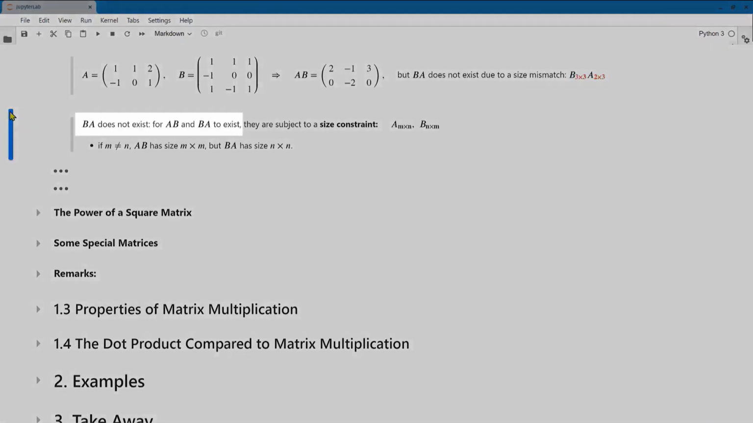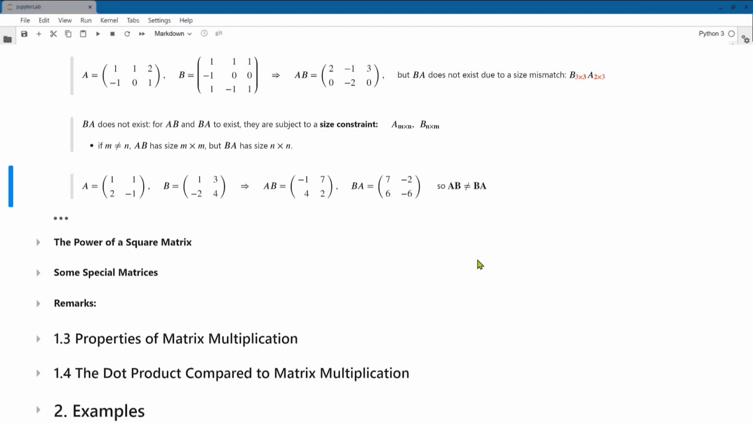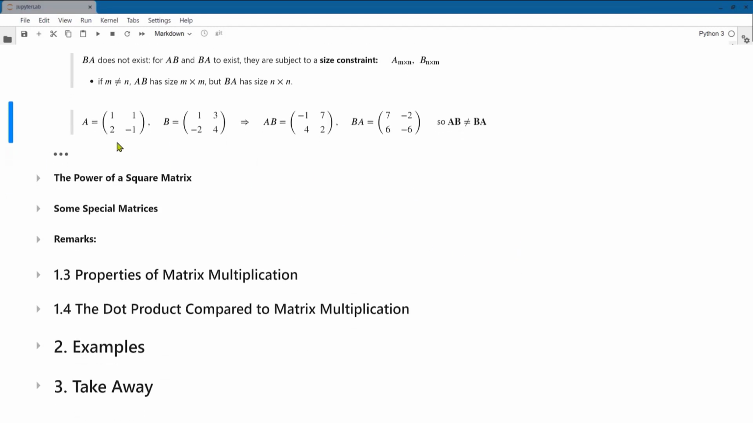Now, even when the sizes are consistent, BA may exist and AB may exist, but to make that possible, A has to be size m by n, and B has to be size n by m. And if I look at the sizes of A times B and B times A, I see that A times B has size m by m, and B times A has size n by n. So if m and n are not the same, then AB and BA are matrices of different sizes. Now, when m equals n, then the sizes are the same, but still A times B is not equal to B times A in general.